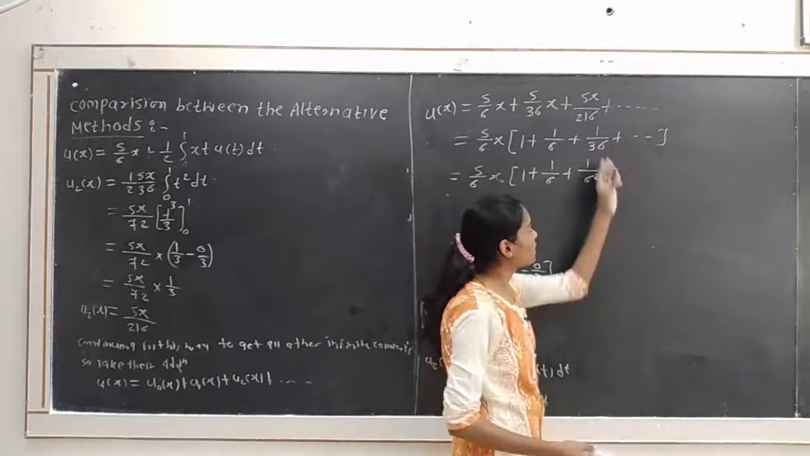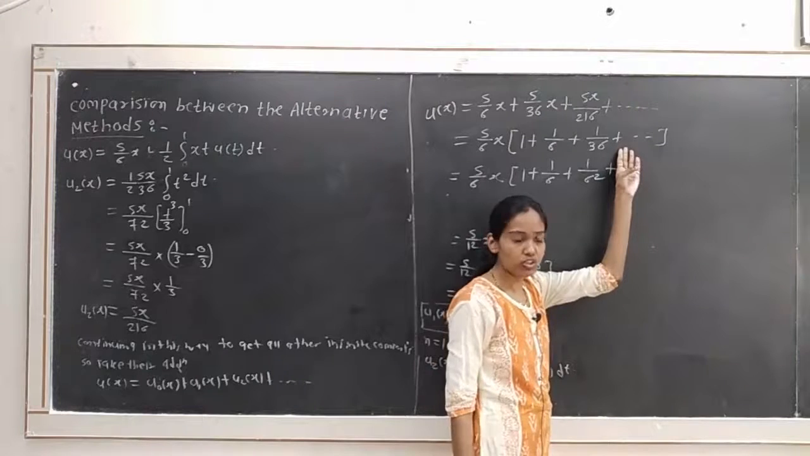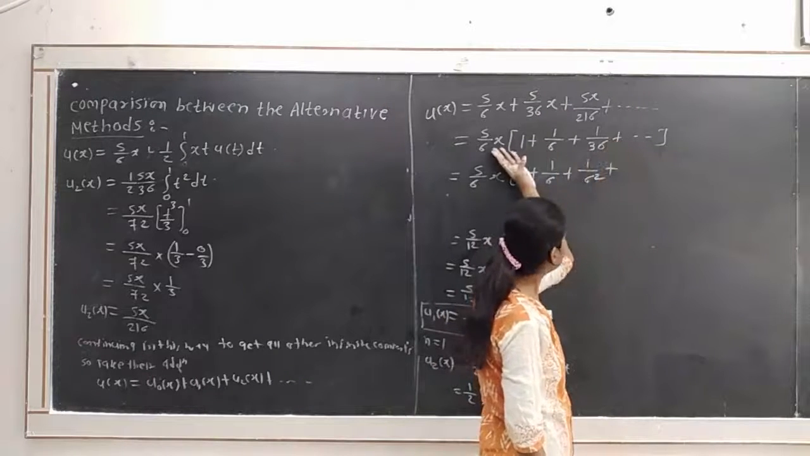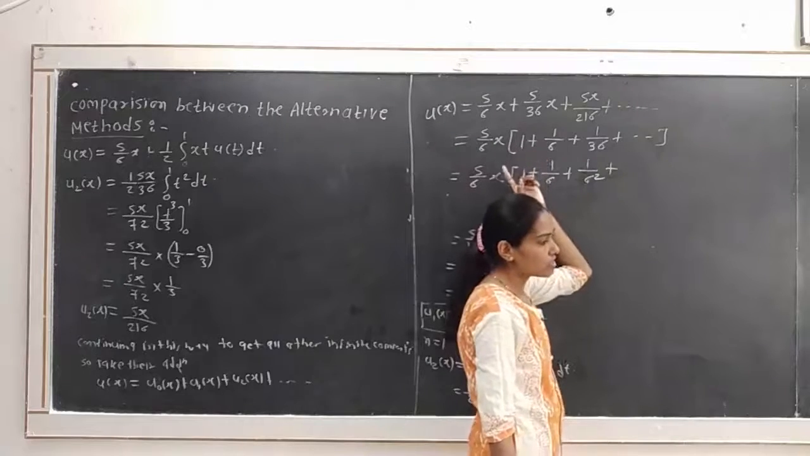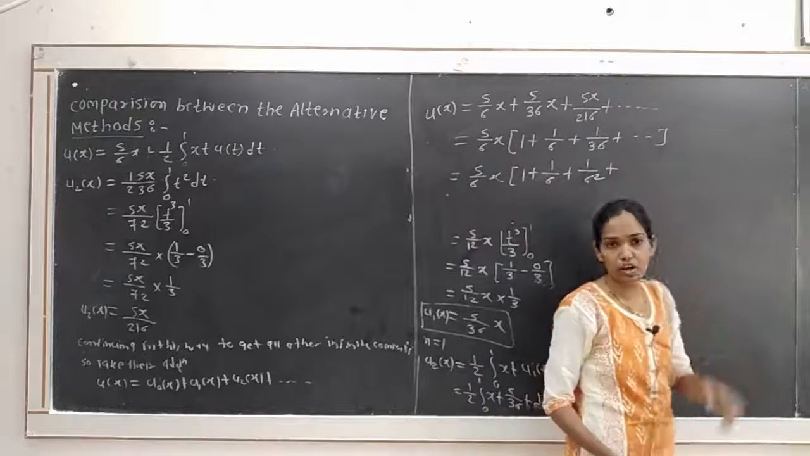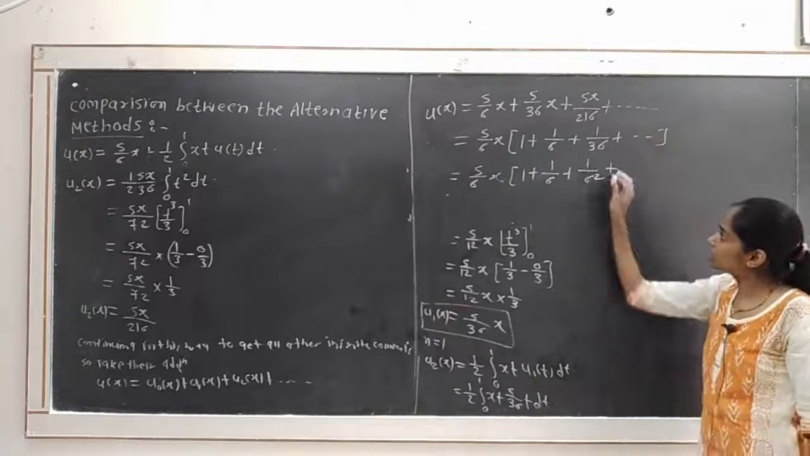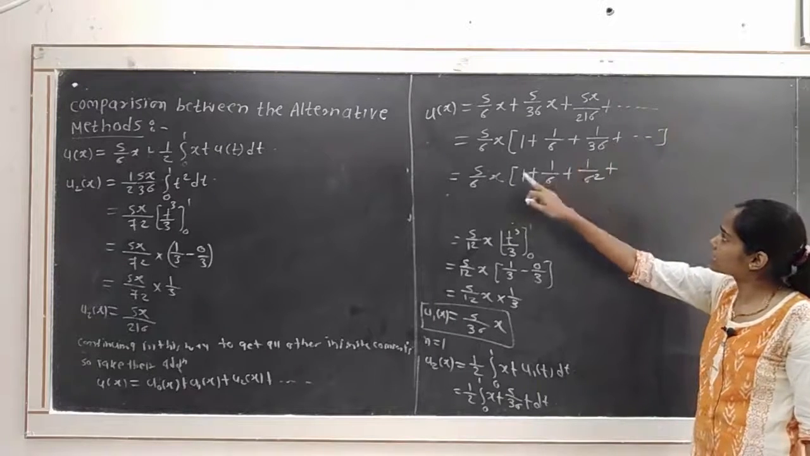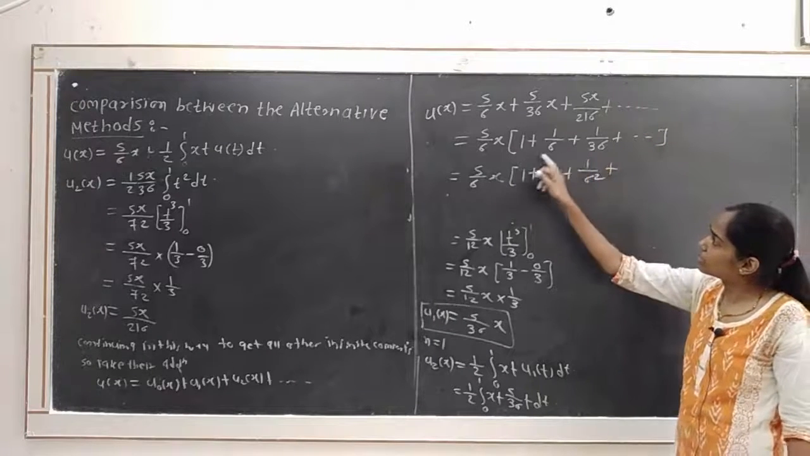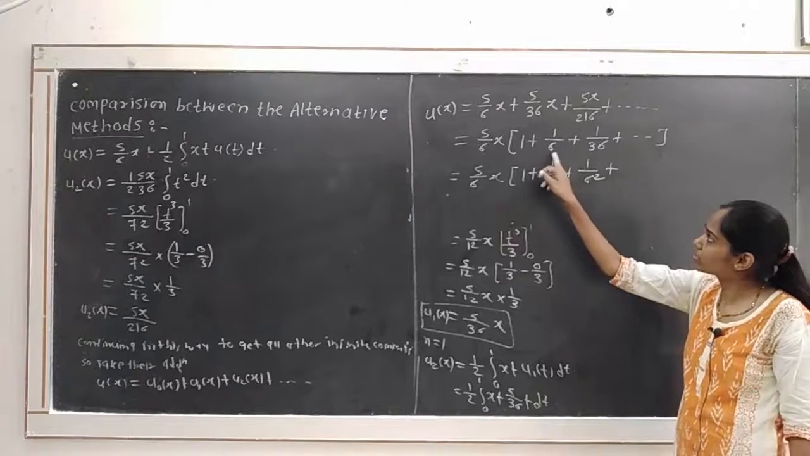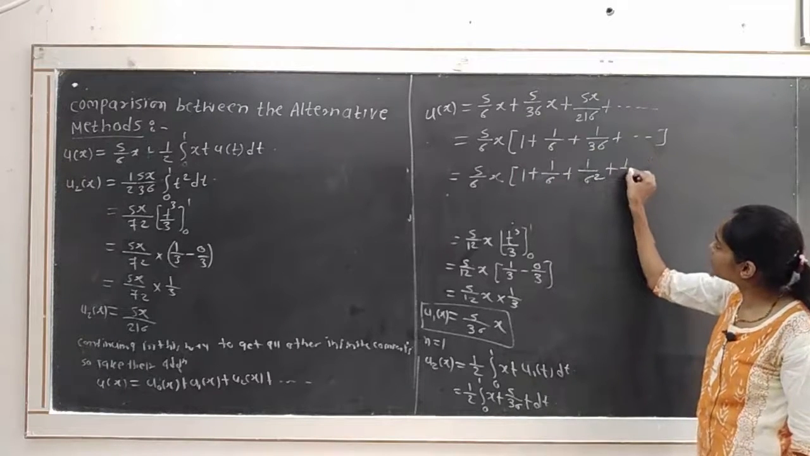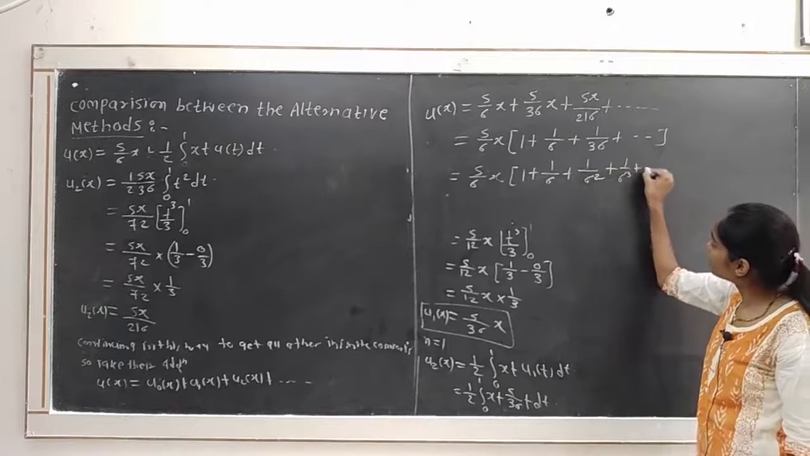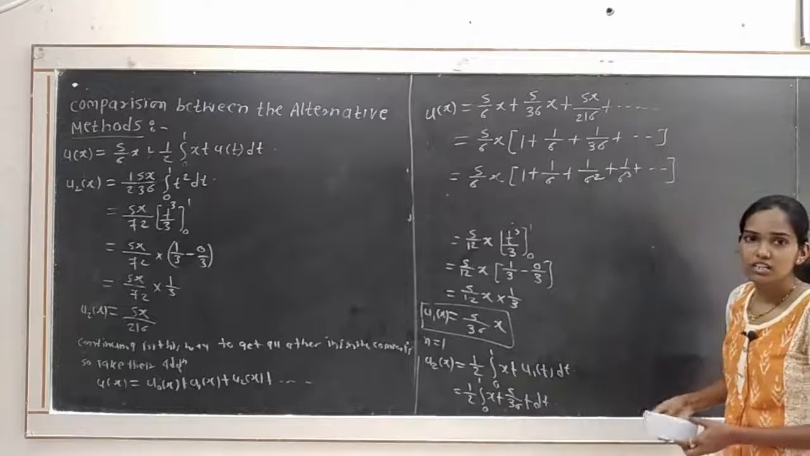Again, if we want to get the next component of the series solution, the denominator of that component will be a multiple of 6. So we take 6 outside from the denominator of this component. So here we get 1 by 6 square, then in the next term we get again 1 by 6 cube. In this way we get this series.